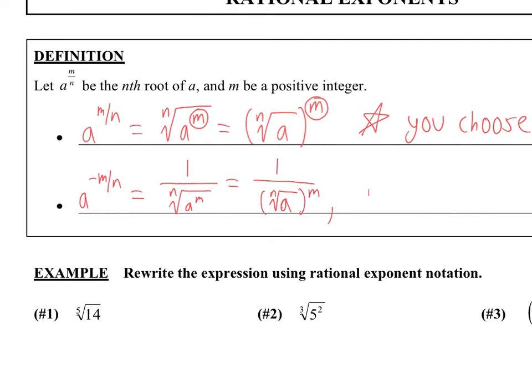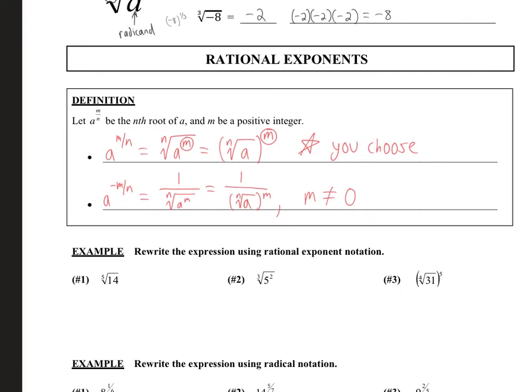And in this case, m cannot equal 0, because if we have m equals 0, it's going to be a problem. You can't have 0 in the denominator. Okay? All right, let's get into some examples now.